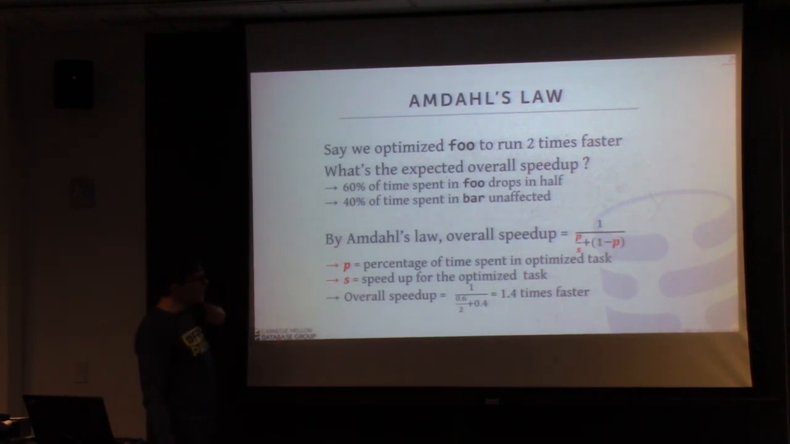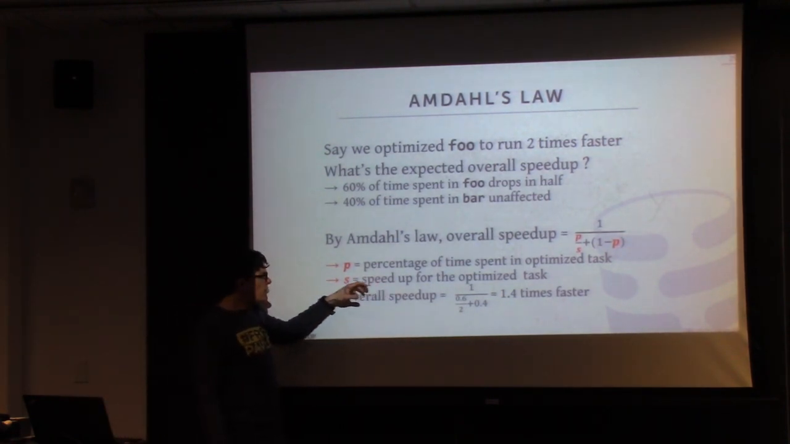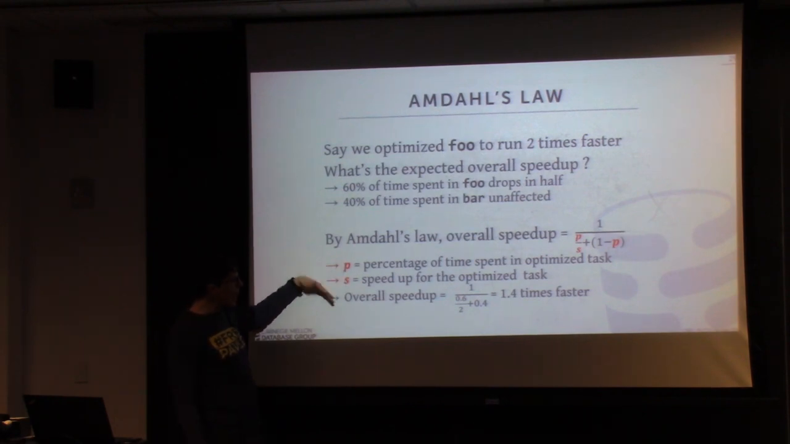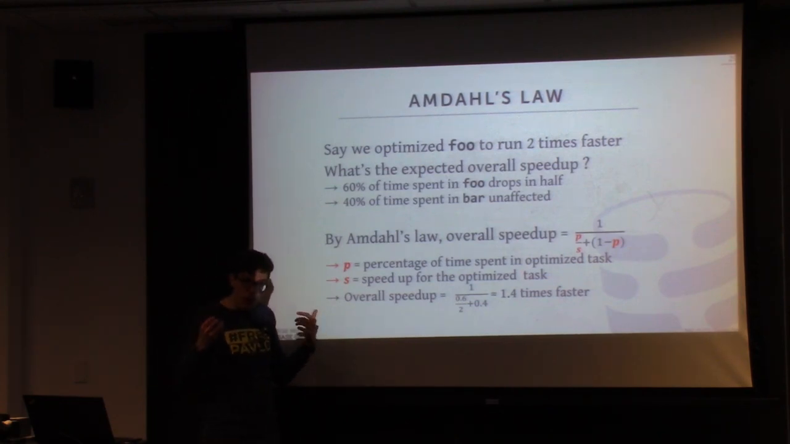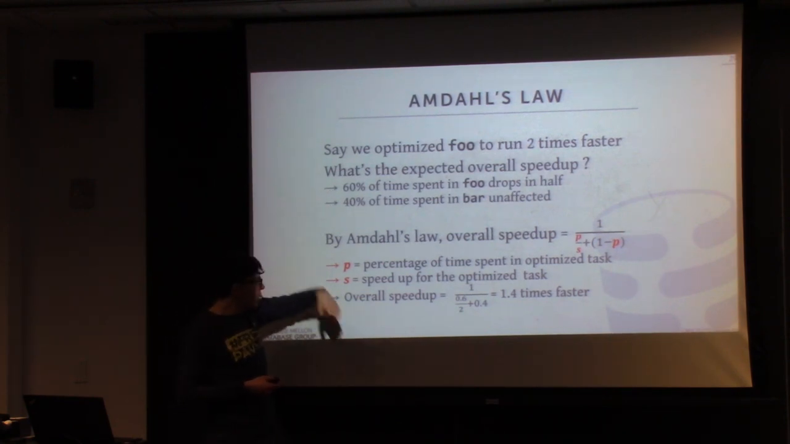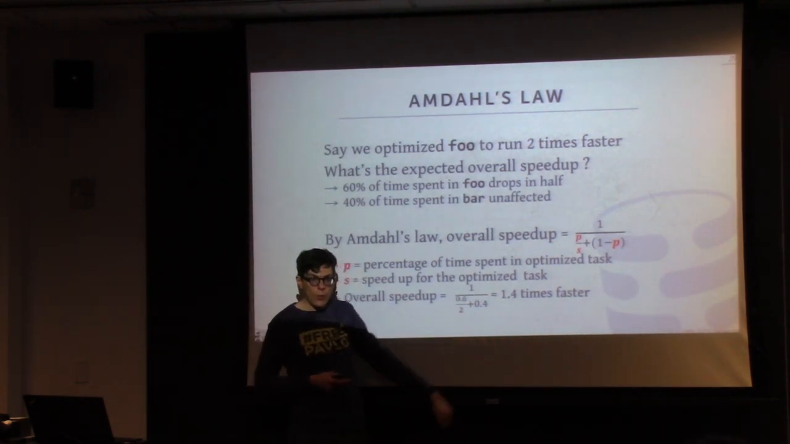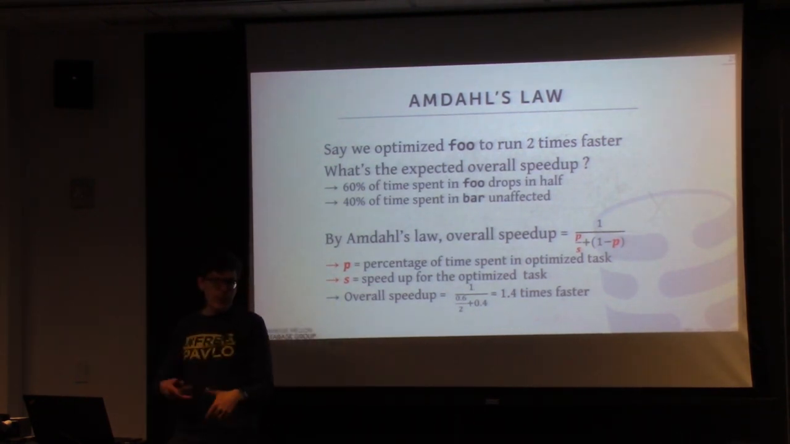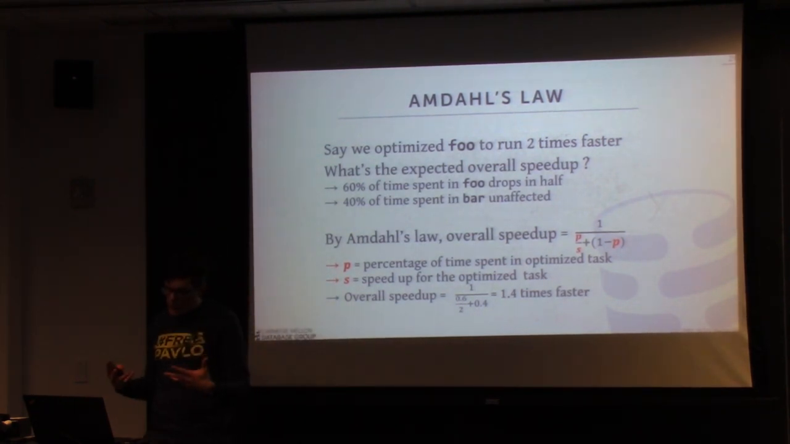So Amdahl's law is this nice little function that says, based on the percentage of the time we spent in the task we optimized and the speedup we can get from that optimization, it'll tell us the expected theoretical improvement of our change. So in this case, for 60% of the program, cutting that time in half, we'd expect the speedup to be 1.4.